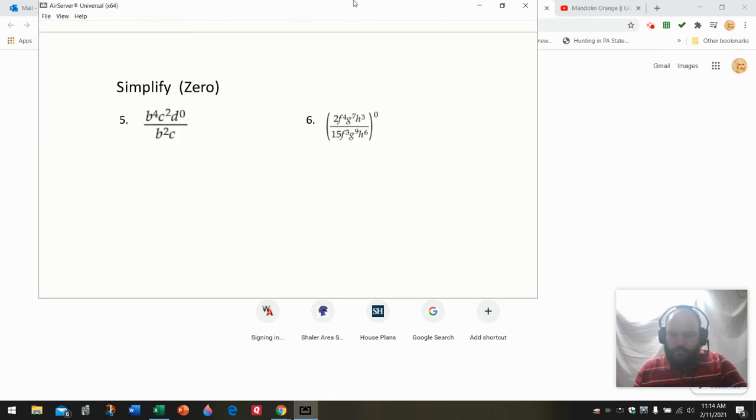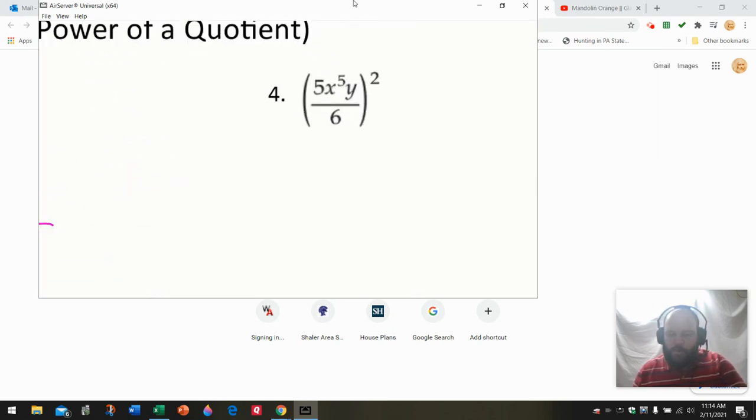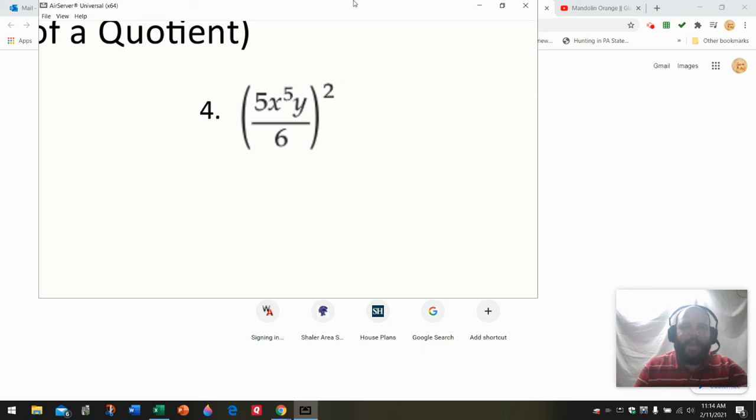Now the next one, number 4, I have 3 more for you. Number 4 here, you can see we have 5x to the 5th y over 6, and then all of that is being taken to the second power. And same as the last one, if you don't have any exponents in there, you really should draw the first power in first on anything. And then this 2 is going to go ahead and distribute to every single power. Remember, it's only multiplying the power. It's not multiplying the base.